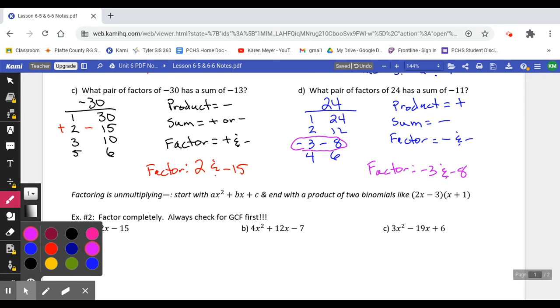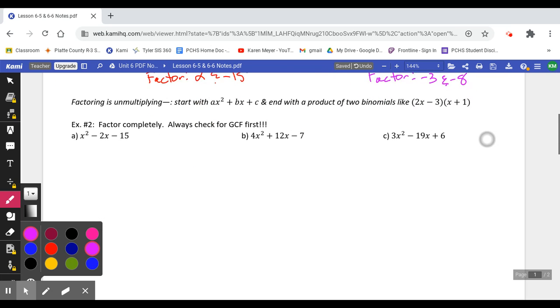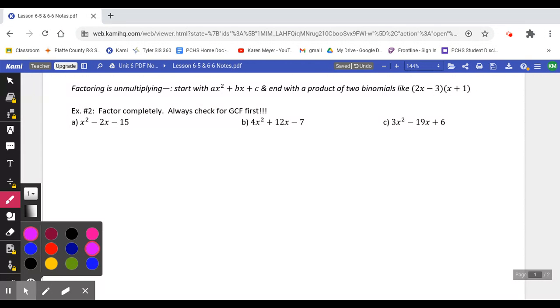Okay, we have to do this within the problem. So let's scroll on. Okay, here's some key information for you.